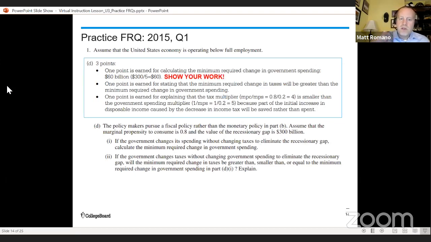As a reminder, remember, you have to show your work. And this is an example from the rubric here, from the scoring guidelines of how you can show your work. Set up your equation, show what numbers you used and how you use them to get your final answer. But don't forget to show your work when you do these questions.